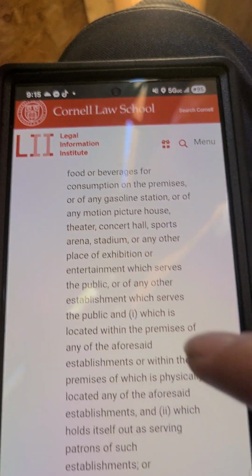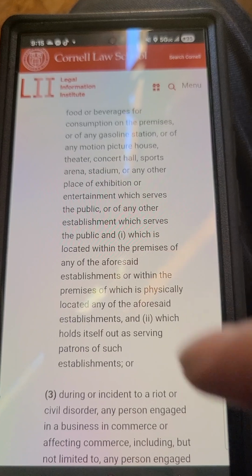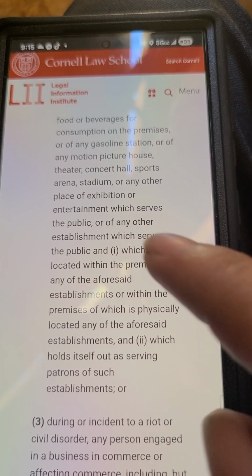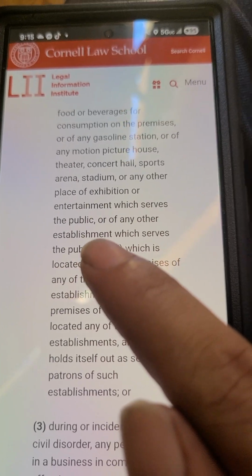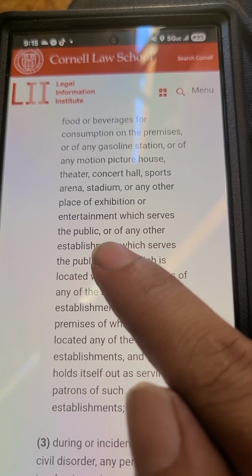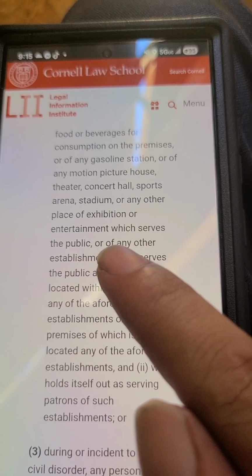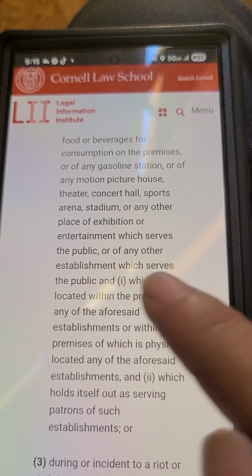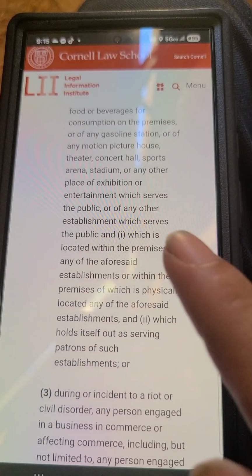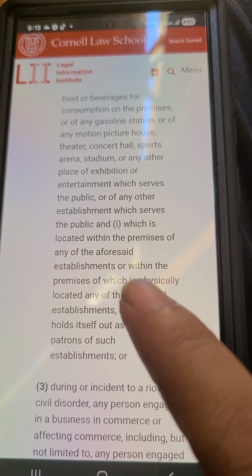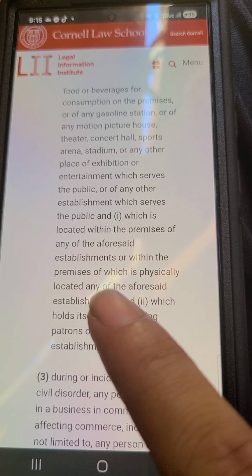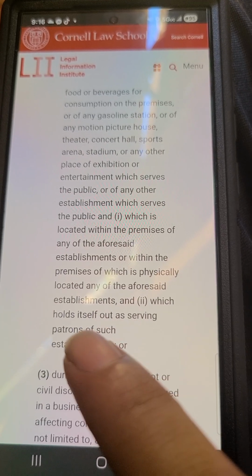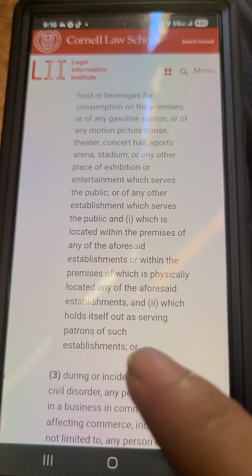So again, when you have your receipt and you can prove that you are a federally protected citizen because you are a patron of your store and I just bought something from your store, right? You cannot kick me out because I'm covered under the or of any other establishment which serves the public, okay? And which is located within the premises of any of the aforesaid establishments or within the premises of which is physically located and of the aforesaid establishments and which holds itself out as serving patrons of such establishments.